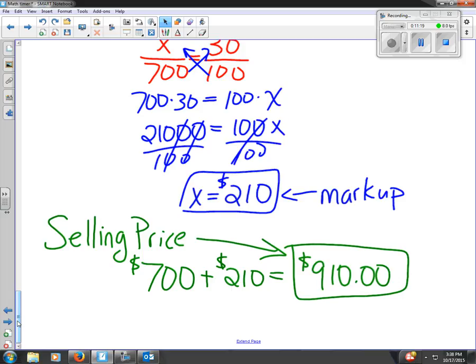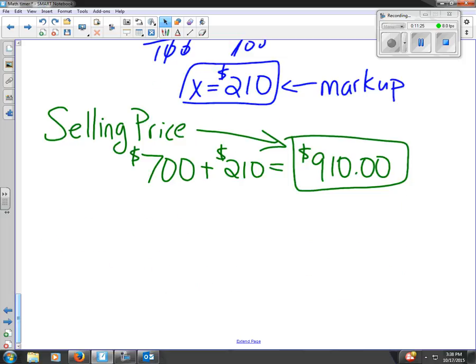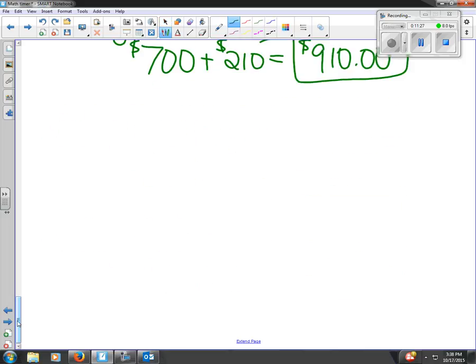So the markup just says how much money you're going to make off of selling a $700 computer. When people say they work for commission, it's the same idea. That's your commission. When you sell cars, the car salesman works off a commission. Best Buy employees work off commissions. They get a percentage of every sale they make. That's a markup.